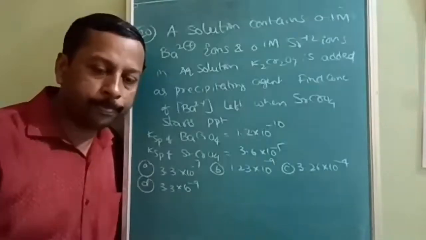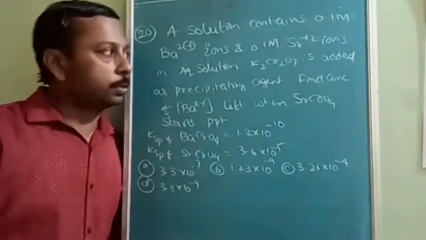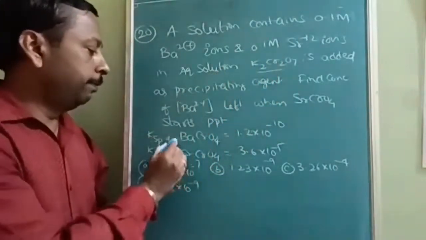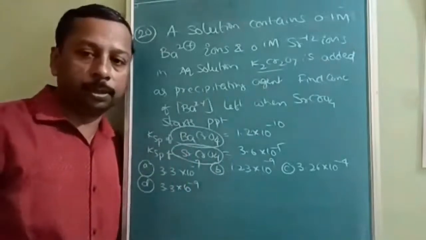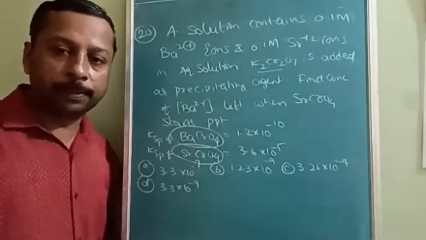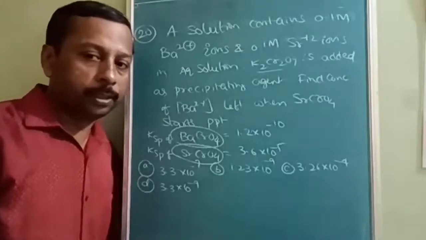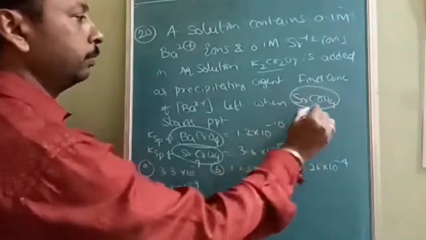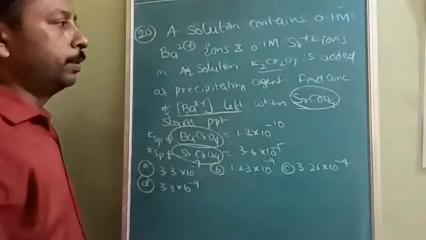Okay, in this question, we have two sparingly soluble salts: barium chromate and strontium chromate. Both are sparingly soluble salts. But out of them, one will precipitate immediately, another will precipitate later. The question is, once SrCrO4 starts precipitating, how much Ba2+ is left over?